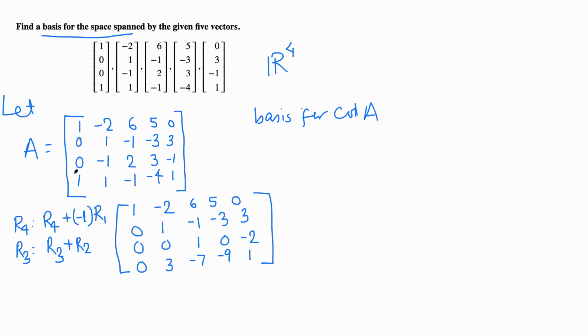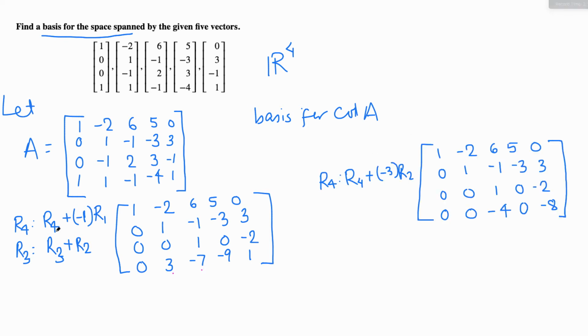So we need to make this 0. So R4 using this pivot, R4 plus -1 R1, and at the same time we can make this 0 as well. So R3, using this pivot, R3 plus R2, so we get this. Now we need to make this 0 here, and we need to make this 0 as well. Okay, so we did this too.